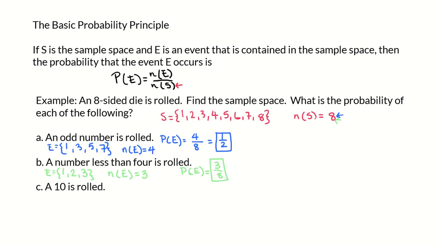Part C, a 10 is rolled. Now a 10 is not contained in the sample space. There's no 10 on the 8-sided die. So what this means is that 10 is not contained in S, so the probability that this happens is 0. There's no probability, there's no chance that we will roll a 10 given this situation.